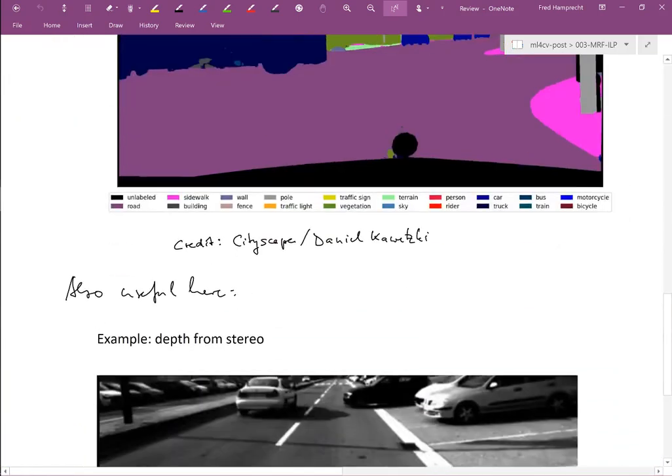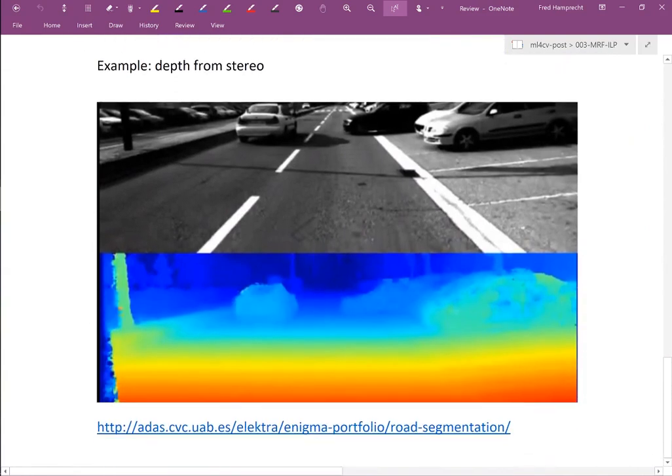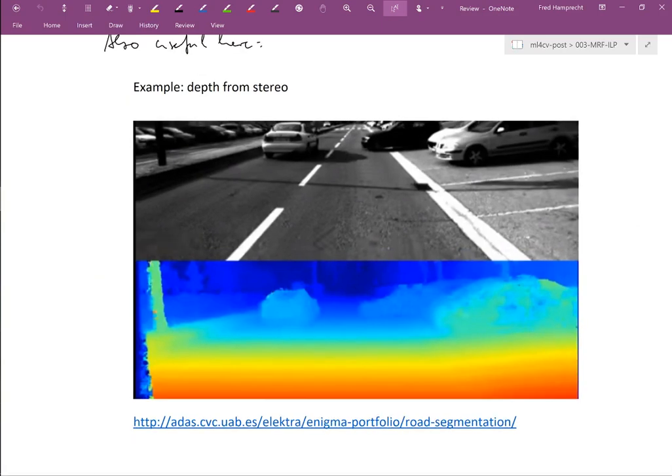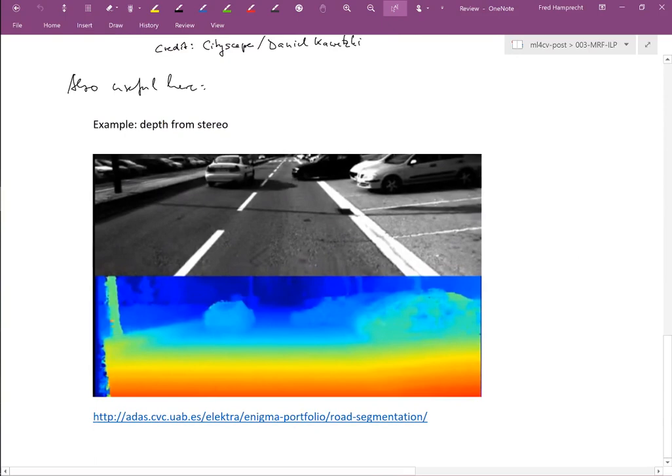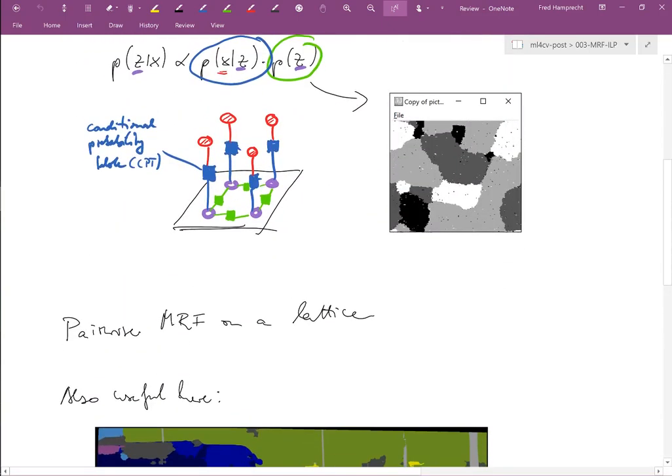Okay, and yet another example. This is an example where one tries to estimate a depth map from 2 cameras, and such a depth map can either be continuous or discrete. Here we're talking about discrete MRF, so I could pretend that it's just maybe 50 different depth classes that are being used here. And also in such cases, it's quite useful to have a smoothness prior of the type that you've been looking at in your exercise.